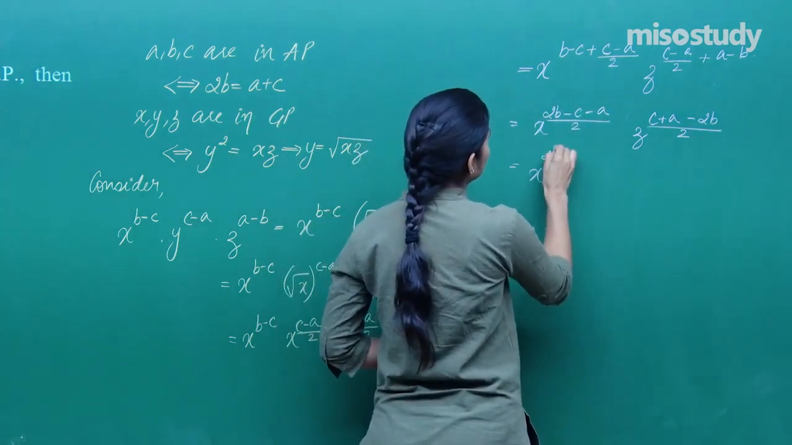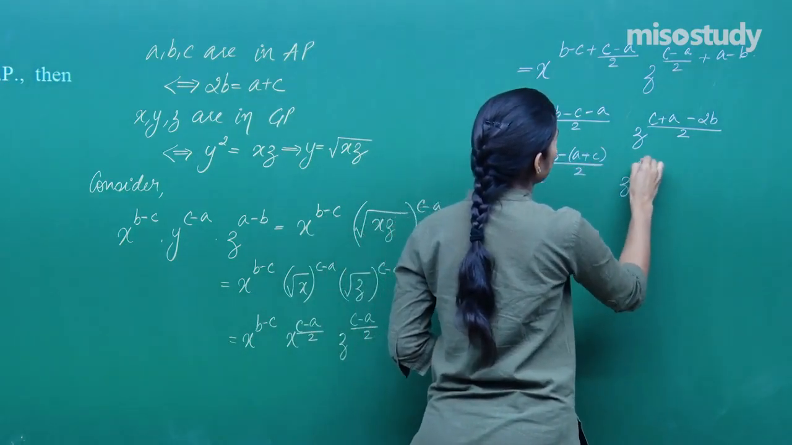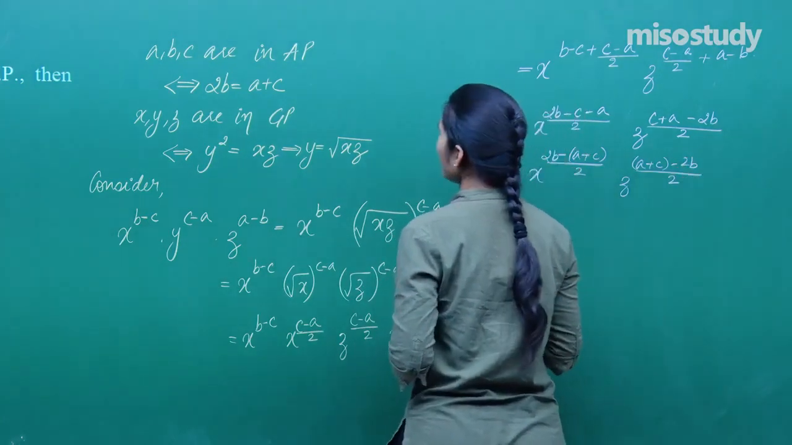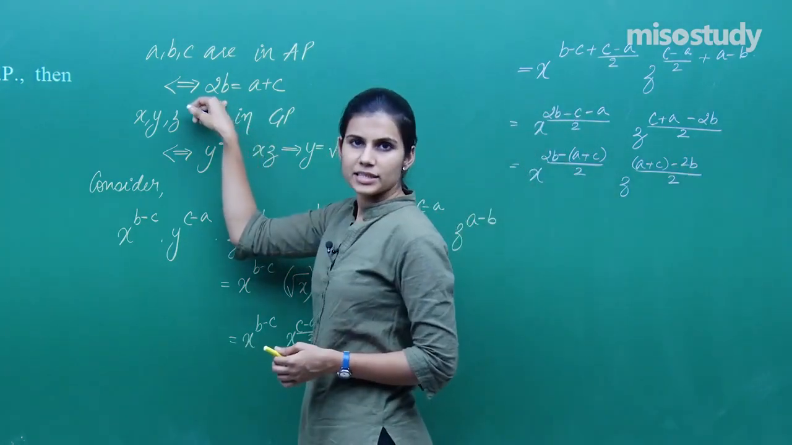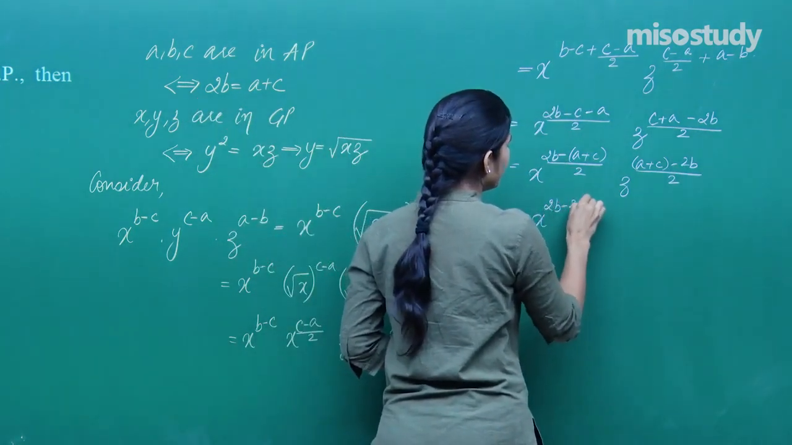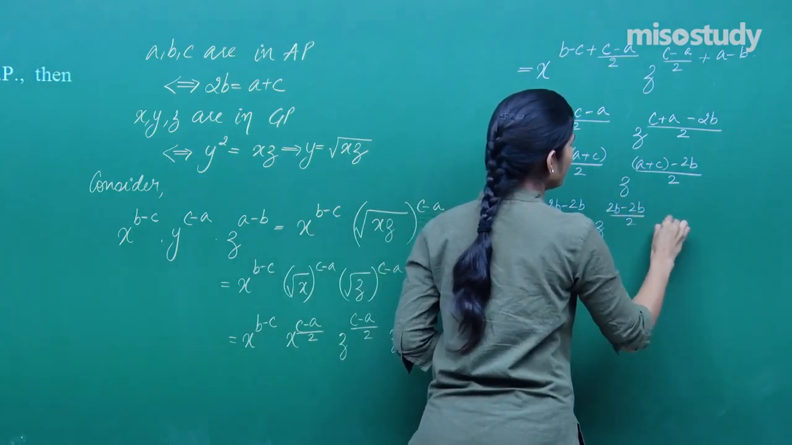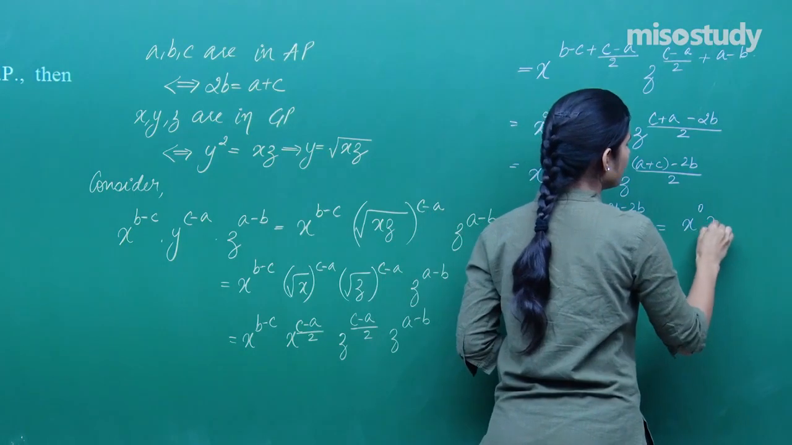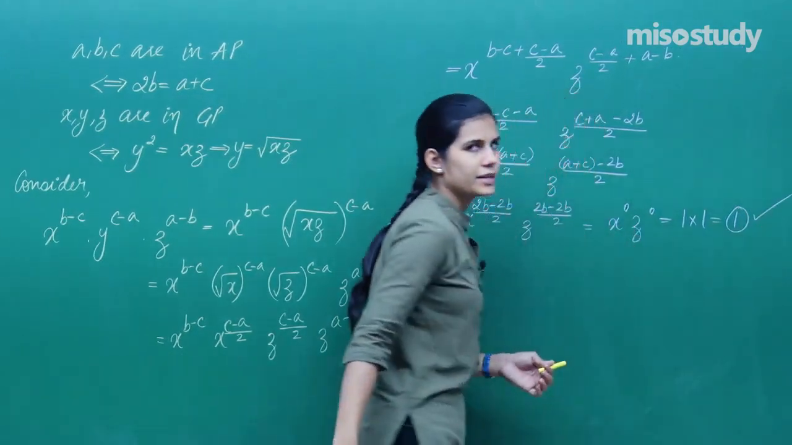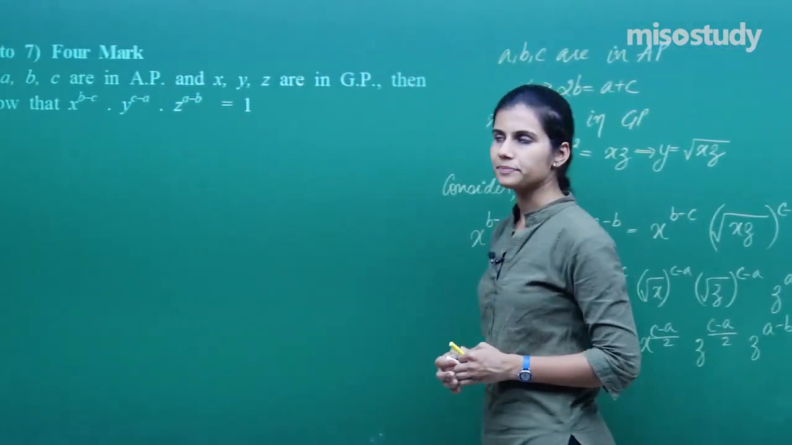x to the power 2b minus a plus c whole upon 2, z to the power a plus c minus 2b whole upon 2. Please go back to the given facts. A plus c is same as 2b. So this is 2b minus 2b whole upon 2, 2b minus 2b whole upon 2. This is x to the power 0 into z to the power 0, that is 1 into 1 and that is 1, that is what you wanted on the right hand side, and that is what proves your given question.